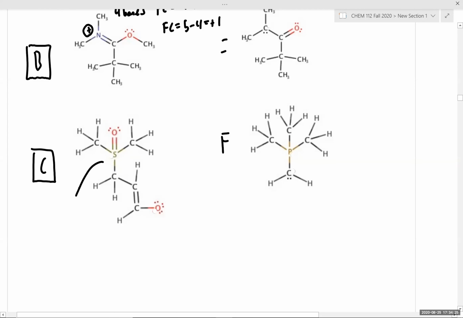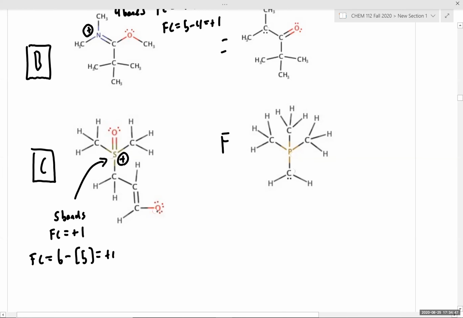Sulfur, yep. Looking at sulfur, sulfur has a total of 5 bonds, so we would predict a formal charge of +1. We can prove this to ourselves by taking the group number minus the number of bonds, which gives us a formal charge of +1 for our sulfur atom.